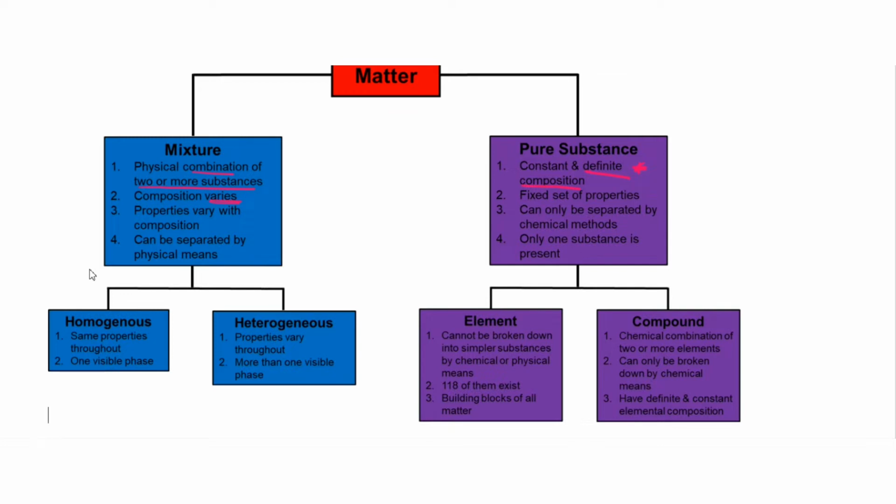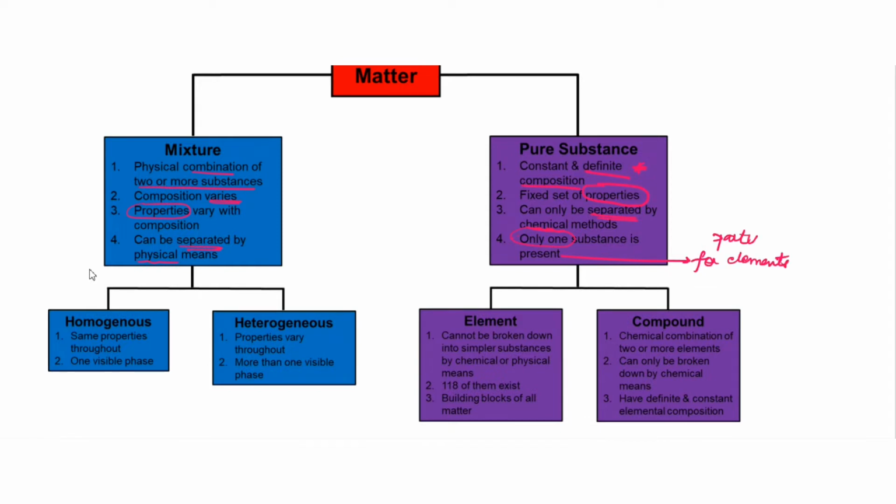So pure substances have a fixed set of properties, and the properties of mixtures vary because the composition varies. Pure substances can be separated by only chemical means. Mixtures can be easily separated by physical means. We know hand picking, and there are many other physical methods, distillation. So, all these physical methods can be used in the separation of mixtures. In pure substances, only one substance is present. This is particularly for elements.